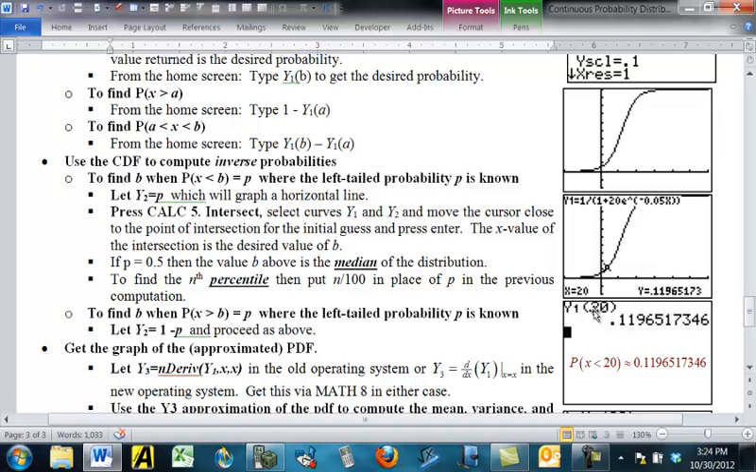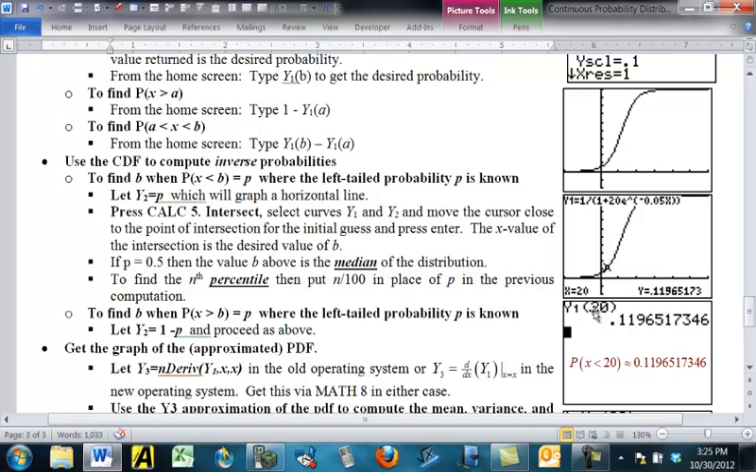So remember, you can get y1 as variables, right arrow to y variables, then function, and then this is the first one. If you've got the old operating system, or if you've got the new operating system, you can do it the same way. But there's another shortcut for the new operating system. You can just hit alpha and then trace, and then it'll show up, and you select it from the list there.